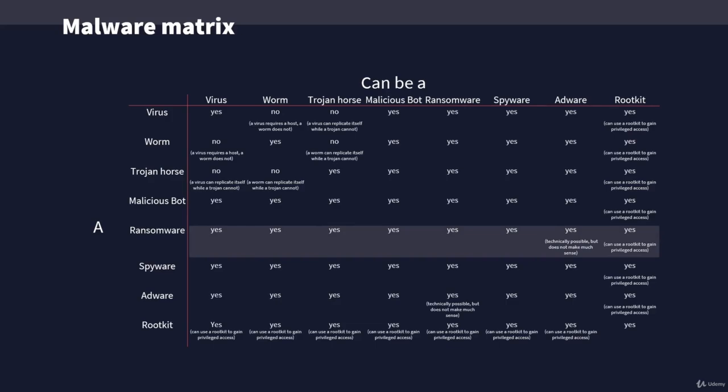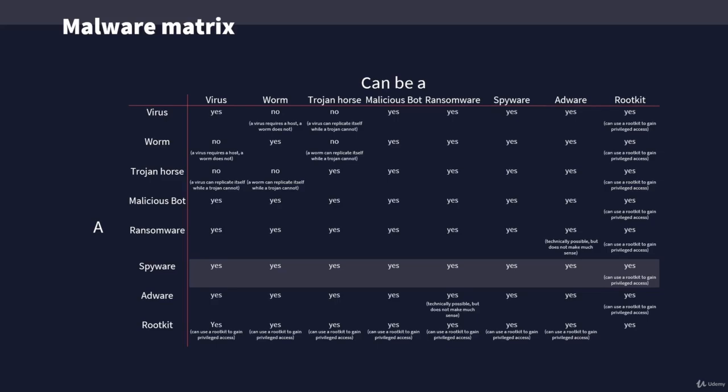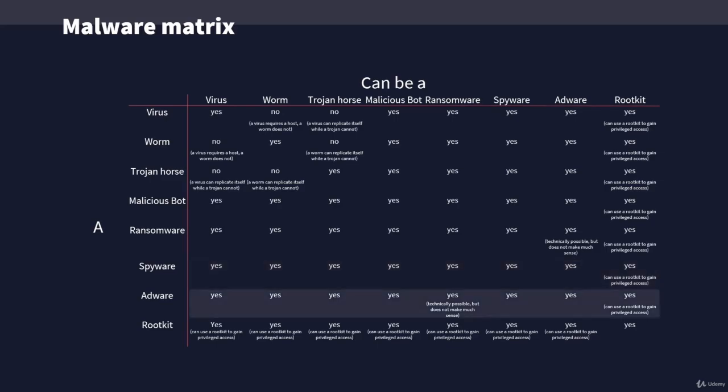One small note for ransomware. While technically possible, it does not make much sense for a ransomware to also be an adware. Next, we have spyware, which can also be any other type of malware discussed today. After that, we have a look at adware. Similarly, it can be any other type of malware discussed today, with the note that for adware, it does not make much sense to also be ransomware.